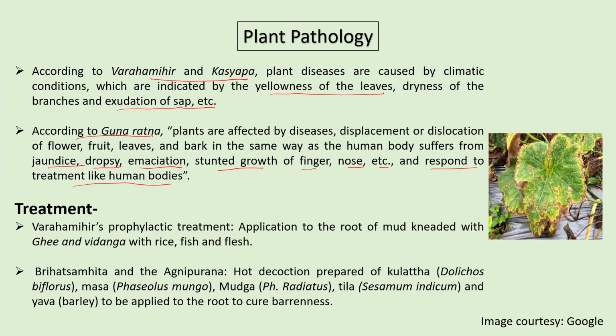Now, the process of treatment is also mentioned in the ancient texts. Varamihir, prophylactic treatment: application to the root of mud kneaded with ghee and vidang with rice, fish and flesh. Brihad Samhita and the Agni Puran: hot decoction prepared of Kulath, Dolichos biflorus, Masa, Phaseolus mungo, Mudg, Phaseolus radiatus, Tila, Sesamum indicum, and yav, barley, to be applied to the root to cure barrenness.